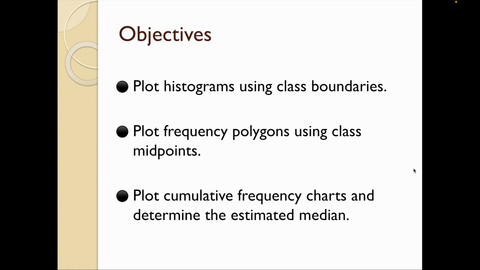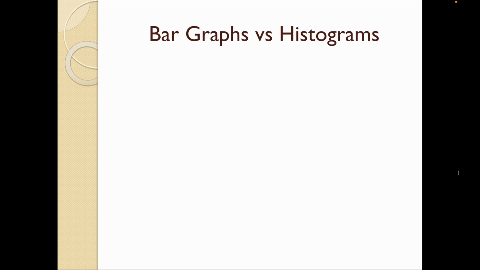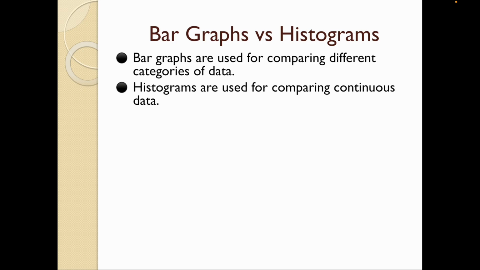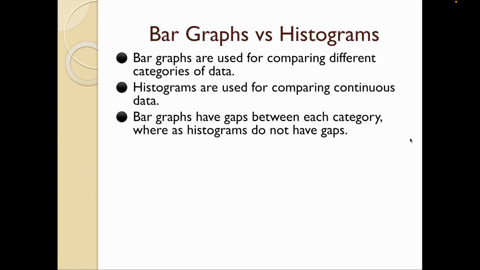Okay, nice. All right, so the first one we're going to look at is bar charts and histograms. We want to look at the difference between the two because it's easy to confuse bar graphs with histograms. They are similar, but they are different. Bar graphs are used for comparing different categories of data, whereas histograms are used for comparing continuous data. Also, bar graphs have gaps between each category, whereas histograms do not have gaps.